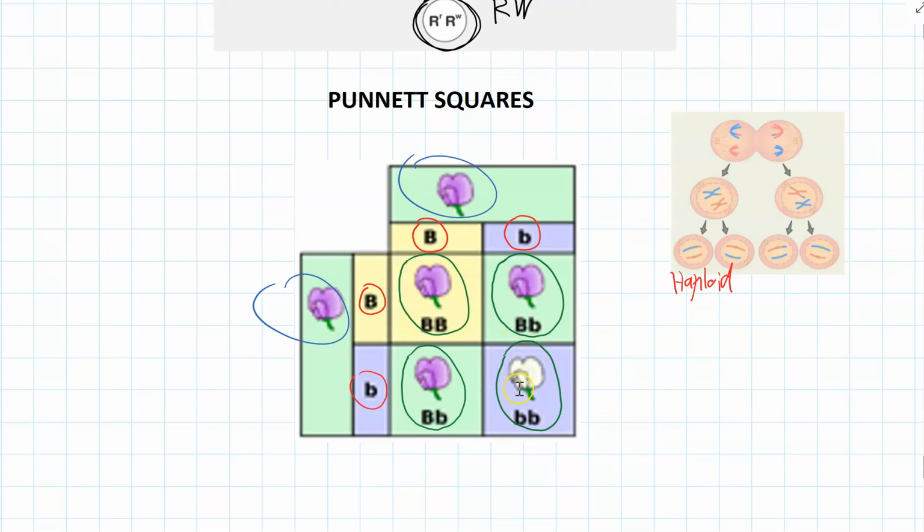So that's the genotypes, and then you can look at the phenotype as well. And it looks like in this case, purple flowers is the dominant trait. So all these heterozygous babies will have purple flowers. This one's definitely purple. And the only one with white flowers is if you're homozygous for the recessive allele.